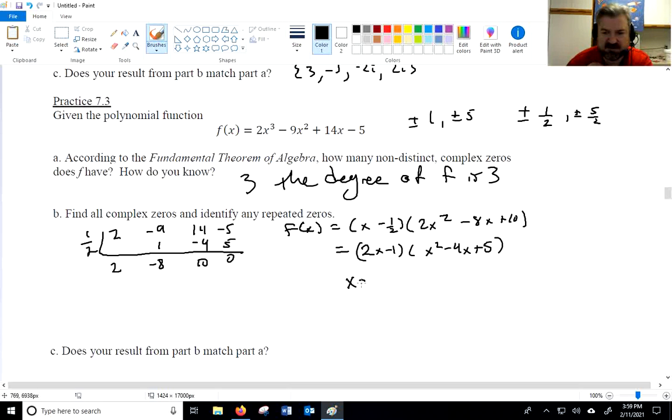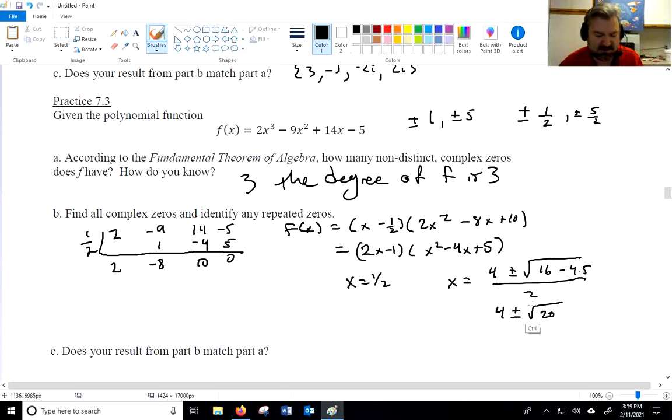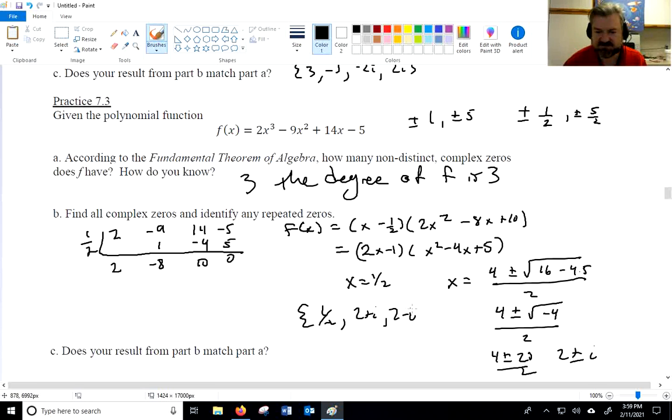So this gives me x equals 1/2. We already knew that, but we'll have to use the quadratic formula for this. So that becomes 4 plus or minus the square root of 20. Ooh, not 20. 16 minus 20 is negative 4. So this is 4 plus or minus 2i over 2. So it's 2 plus or minus i. So our zeros are 1/2, 2 plus i, and 2 minus i.